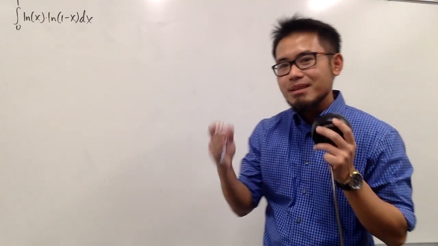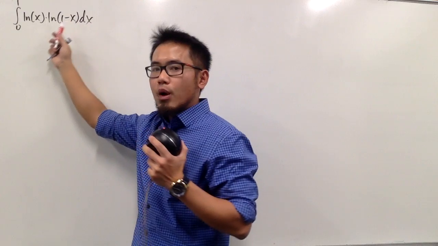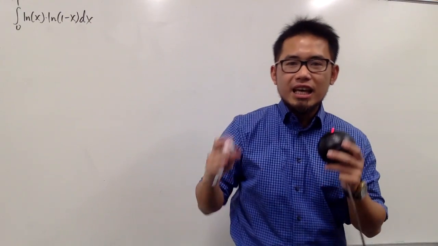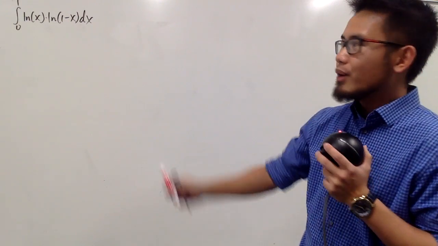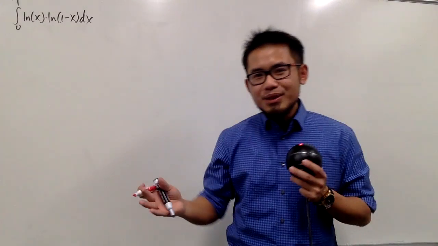This is the integral that many of you guys have been waiting for, the integral from 0 to 1, ln x times ln of 1 minus x dx. And if you haven't done so already, please pause the video and try this first. Okay, how did you guys do it?